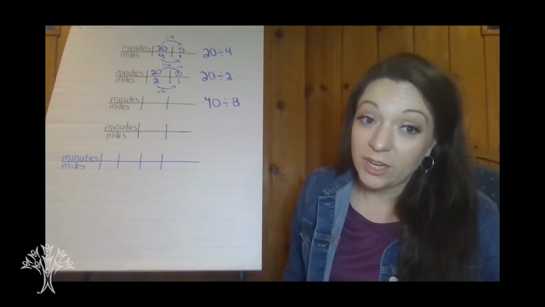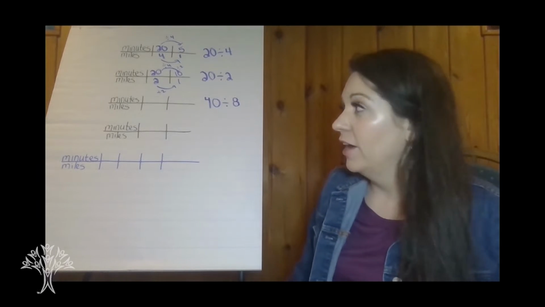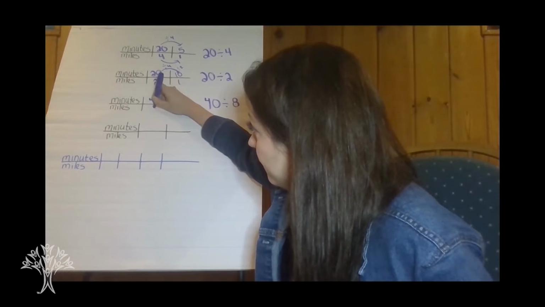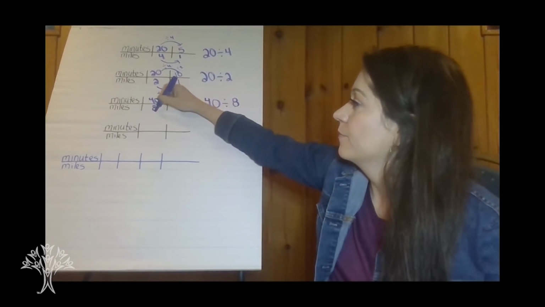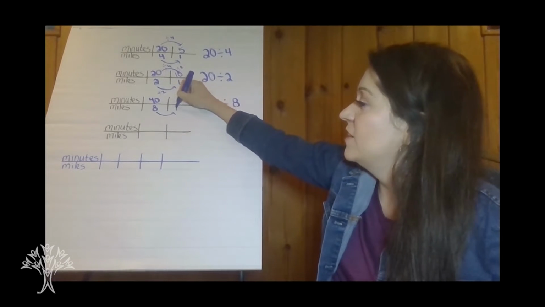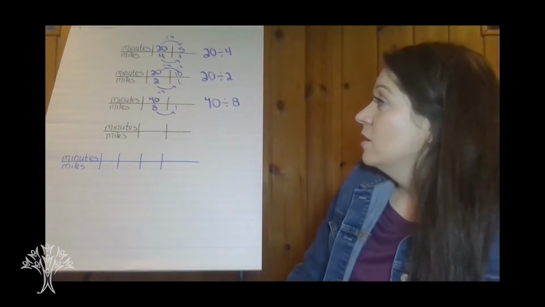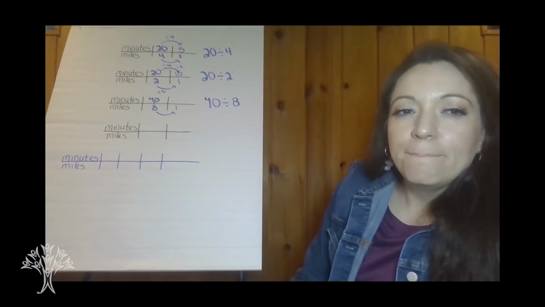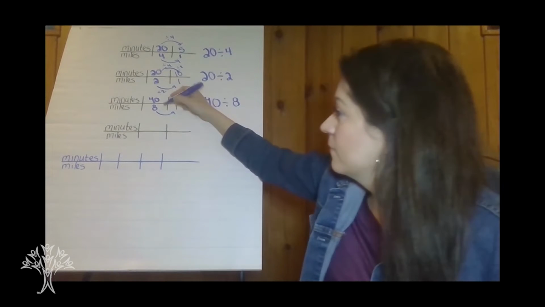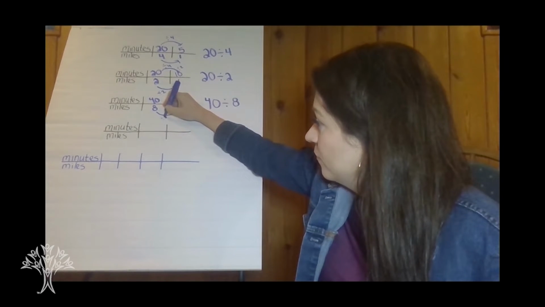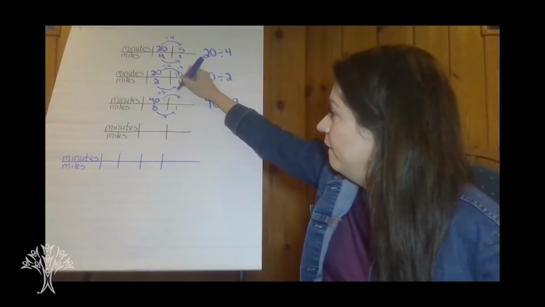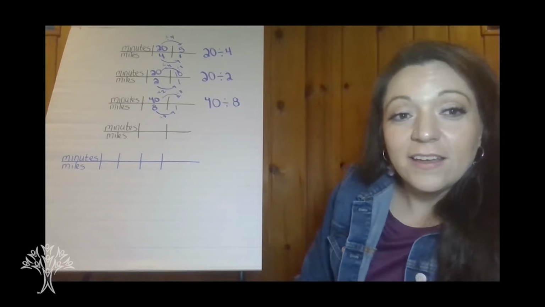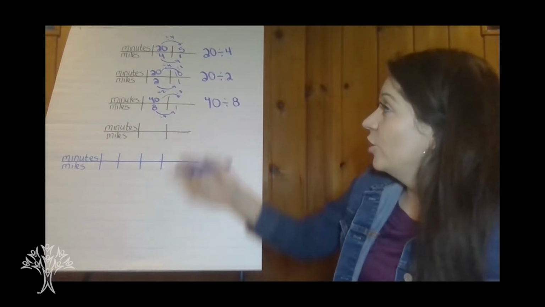Is your expression 40 divided by 8? Okay. We need to get to 1 mile. So how do we do that? 8 divided by what is 1? 8. So 40 divided by 8 is 5. Good.